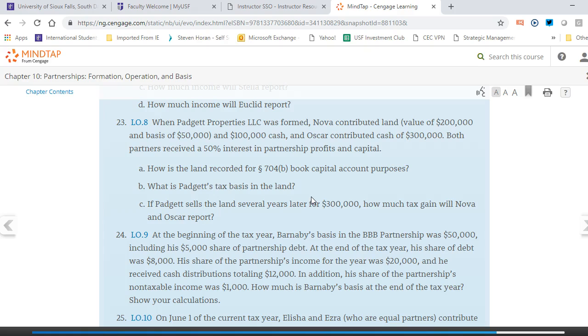Nova will report a $200,000 gain, and Oscar's gain will be $50,000. There's a pre-distribution gain, the 200 minus the 50, that's $150,000. So the pre-distribution gain of $150,000 is allocated to Nova. The $100,000 post-contribution gain, though, is allocated equally, 50/50. So let's just work this one out. I think that'll be easier.